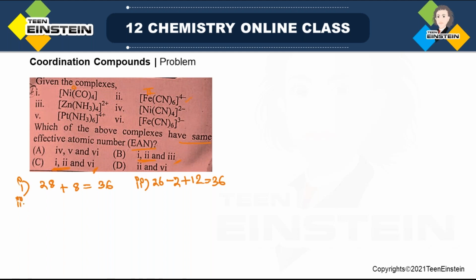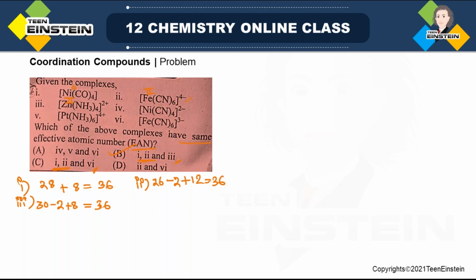So look at 3 now. Zn(NH3)4 2+. Now ammonia is neutral, so oxidation state of Zn is 2. Atomic number for Zn is 30, then minus 2, and for each ammonia it is 2, so 2 into 4, that means 8. So ultimately minus 2, 28 plus 8 is 36. So 3 is also same, that means this option must be correct. 1, 2, 3 same, right?